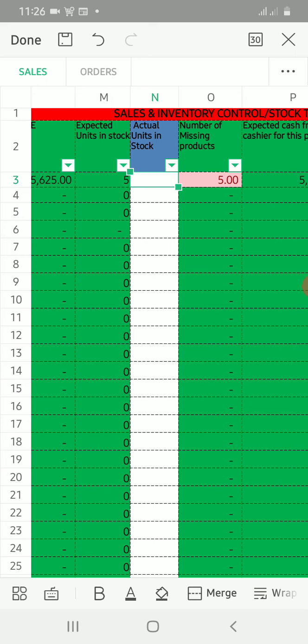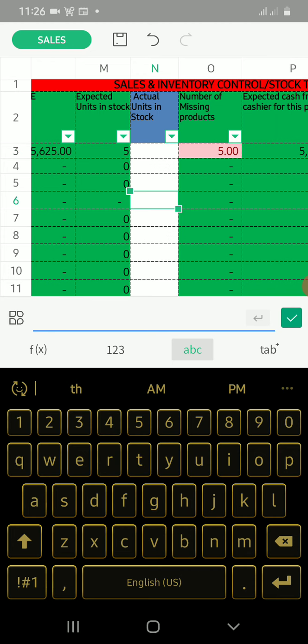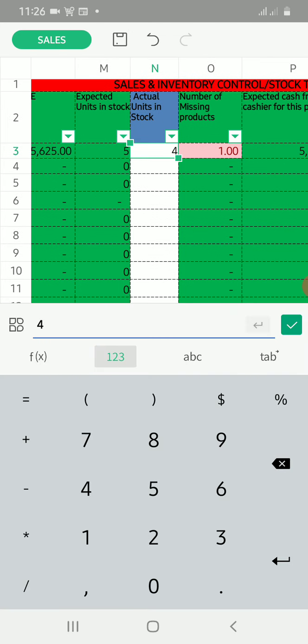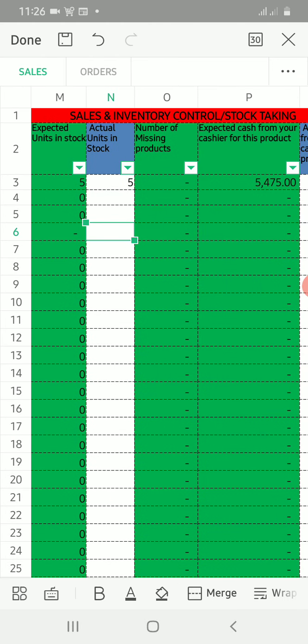But when you do a stock taking, you find out that you only have 4 units. Maybe you had sent someone to sell on your behalf or to hold brief for you in that week, but you find that there's a discrepancy. The tool will show you the number of missing products, and in this case it is 5 minus 4, which is 1. But now assume that all the records were good and you actually found out you had 5 units. So the tool will give you a 0 for number of missing products.